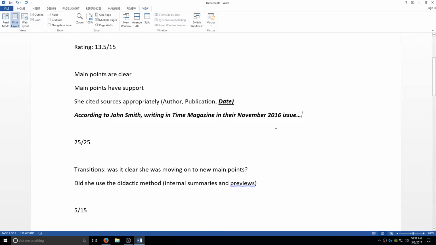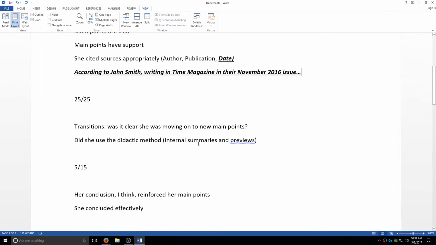Even if it might seem clunky to have the date, you've got to put it in there so that people know how recent your information is. It is important for audiences to be able to evaluate how recent your topic is. So go ahead and please do that. But for one mistake, I didn't take off any points. She did a pretty good job in her body, 25 out of 25 there.